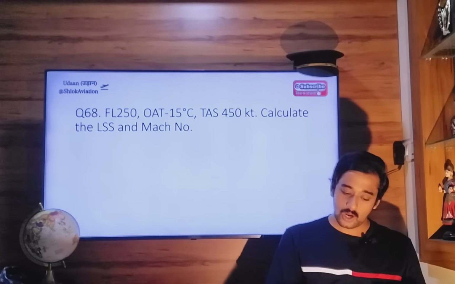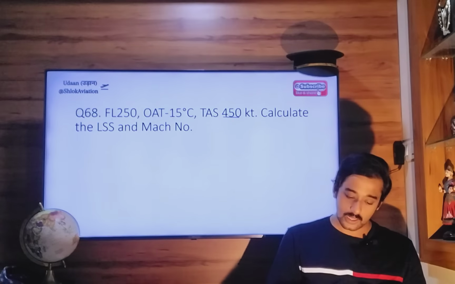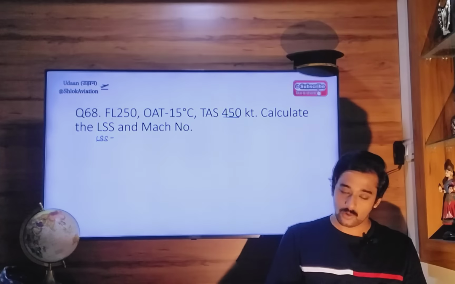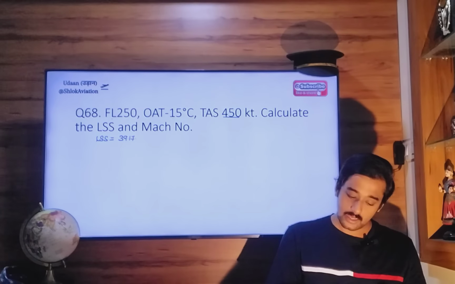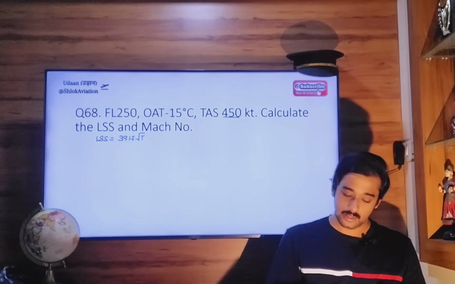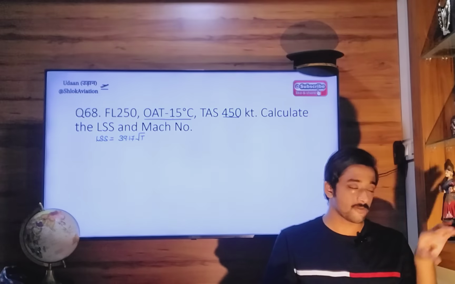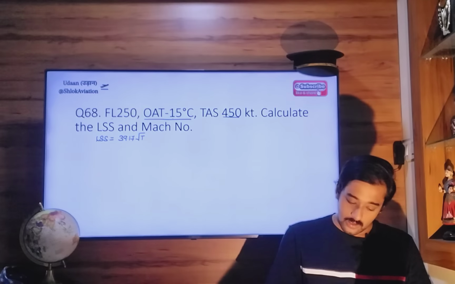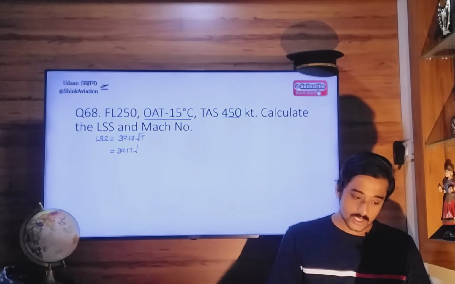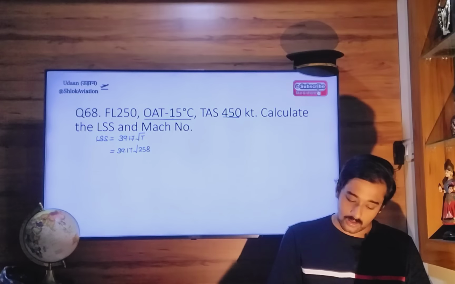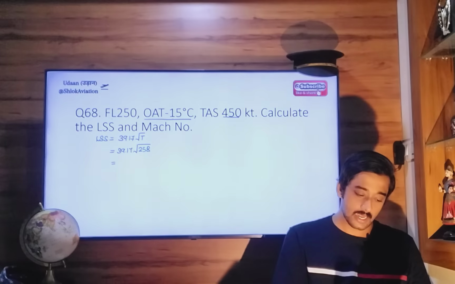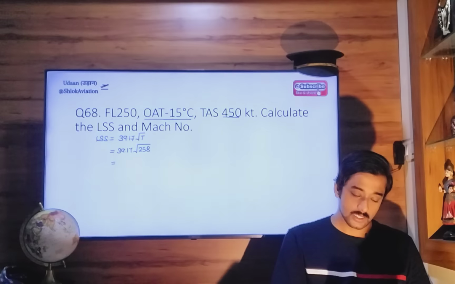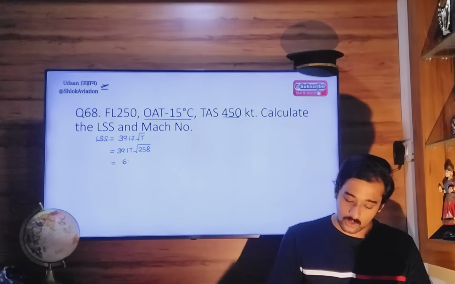Flight level 250, outside temperature -15, TAS 450, calculate local speed of sound. Now local speed of sound equals 39.17 square root of temperature in Kelvin. Now what is outside air temperature -15 degrees Celsius in terms of Kelvin? It will be -15 plus 273, that is 258. So 39.17 square root of 258. So square root of 258 into 39.17 is 629 knots.